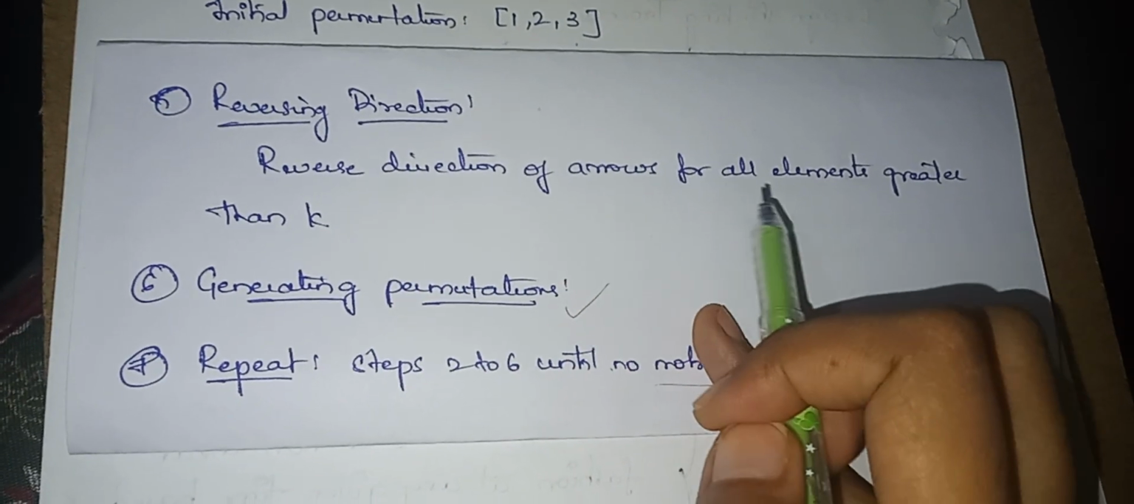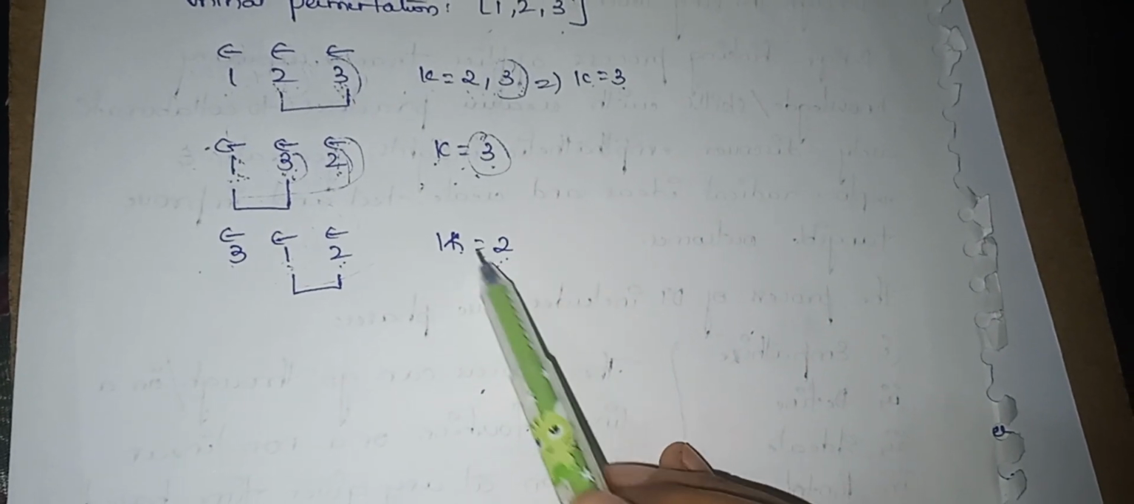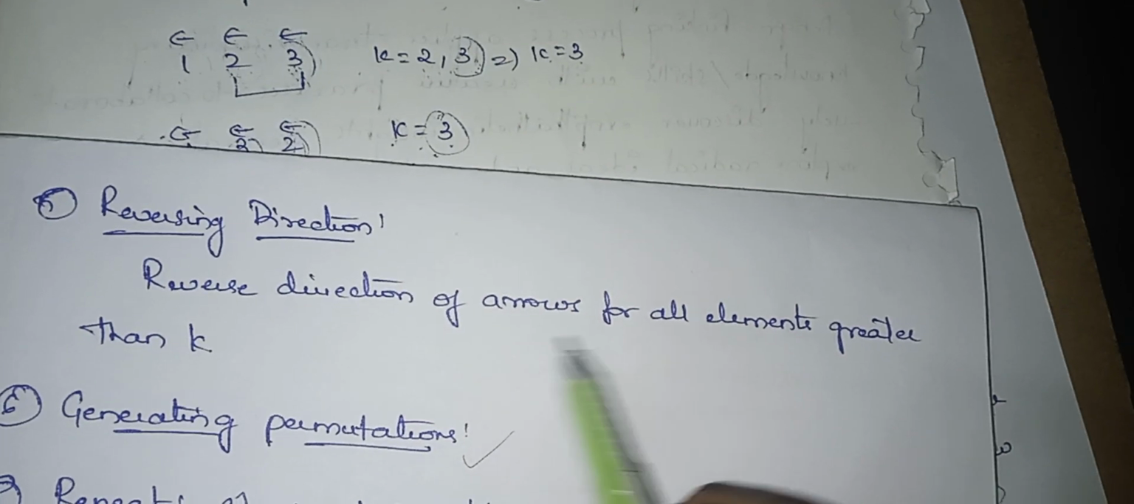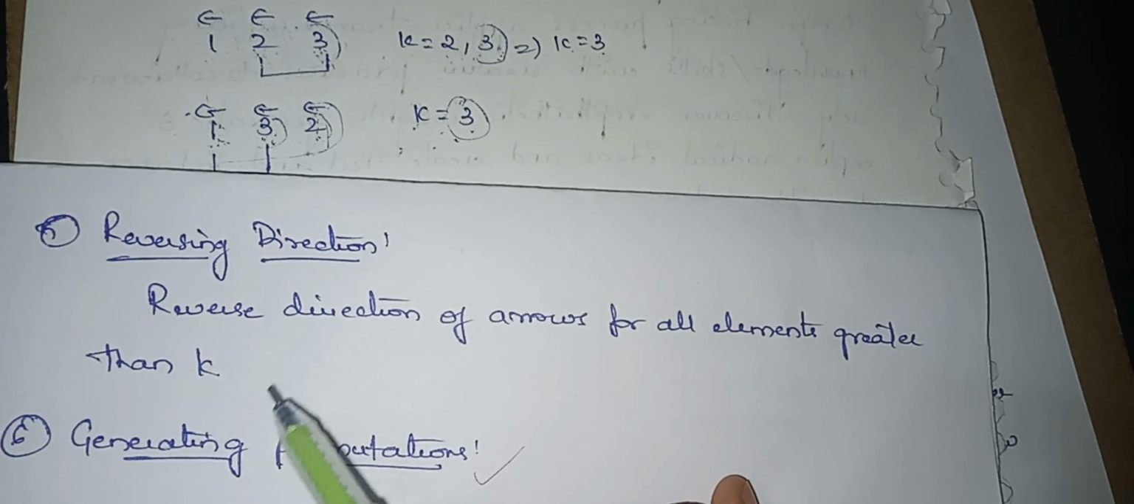What you have to do is reverse the direction of arrows for all the elements greater than k. You have to check, is there any greater element than 2? Currently k equals 2 is the mobile element. You have to check if there is any greater element than 2 in the new permutation. In the new permutation given, there is a greater element than 2, which is nothing but 3. So you have to swap these two and change the direction of the element which is greater than k. So that is what the fifth step is: reverse direction of arrows for all elements greater than k.